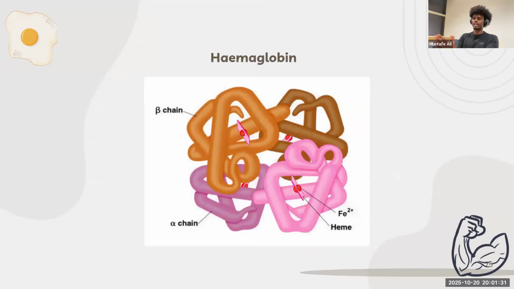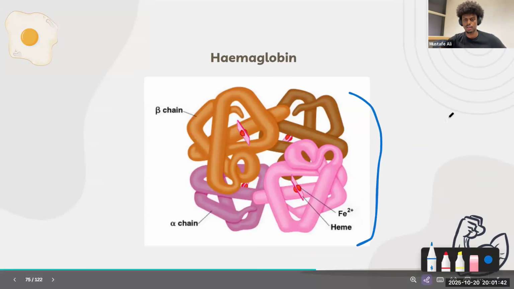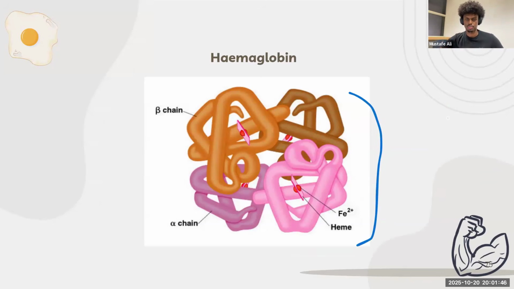Now, we're looking at hemoglobin, okay? We looked at this picture before, right? Can anyone remind me what structure hemoglobin has? Does anyone remember? A quaternary structure. Thank you very much. Why? It's because it has 4 polypeptide chains that are just joined together.